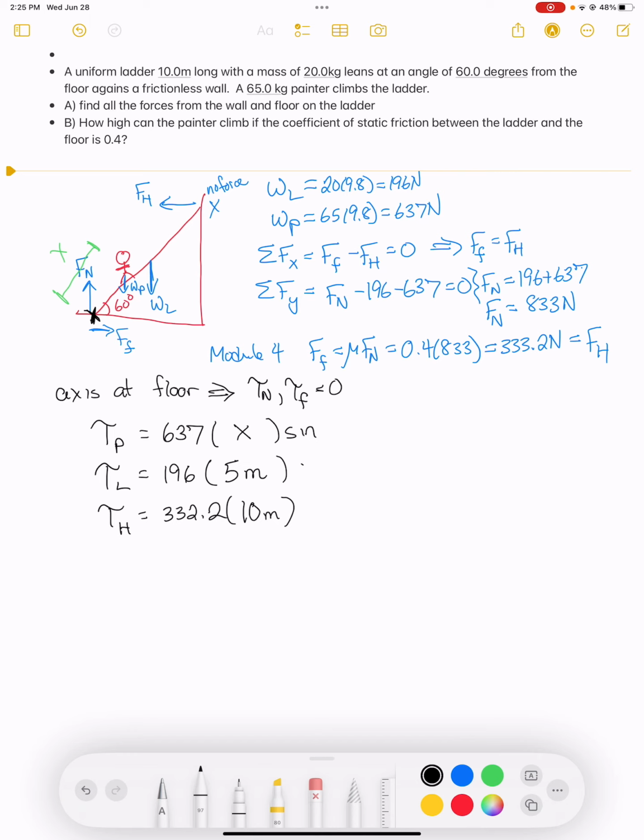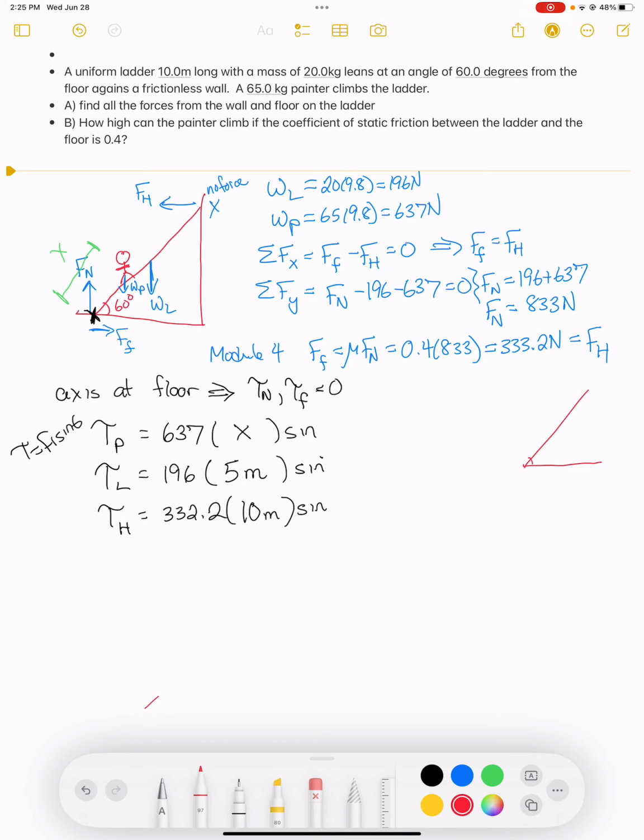Then I need to figure out the torque. Remember, torque is F R sine theta. So I need to figure out what the angle is for each of these. And that's where the difficult part comes in for ladder problems, is figuring out the angles. So let me draw a little picture here. I'll go over on this right hand side.